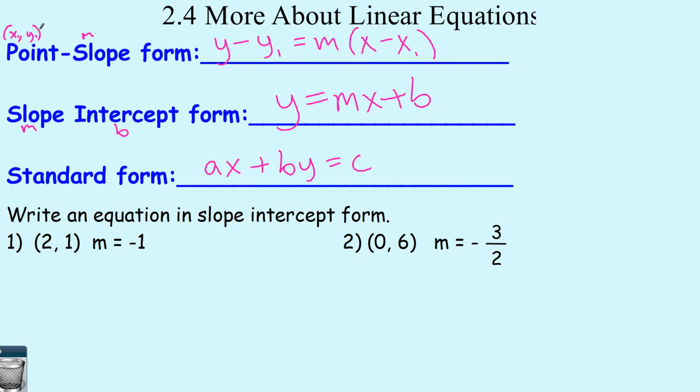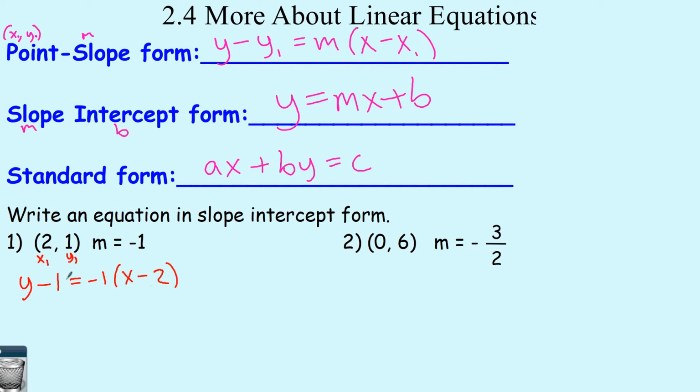All right, so let's start with number one. Write an equation in slope-intercept form. Okay, well, we've got a point and a slope, so why not start with point-slope form, where this represents x1 and this represents y1. So we do y minus the y they give me equals the slope times x minus the x they give me.